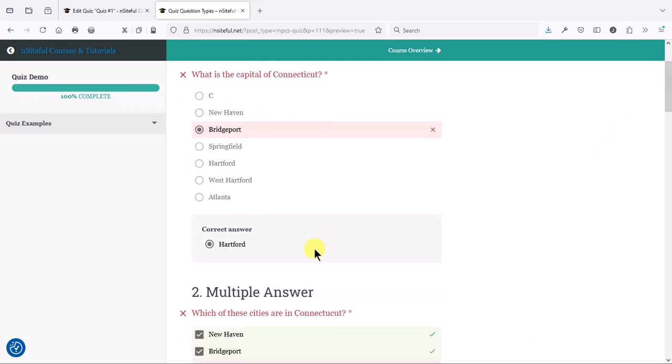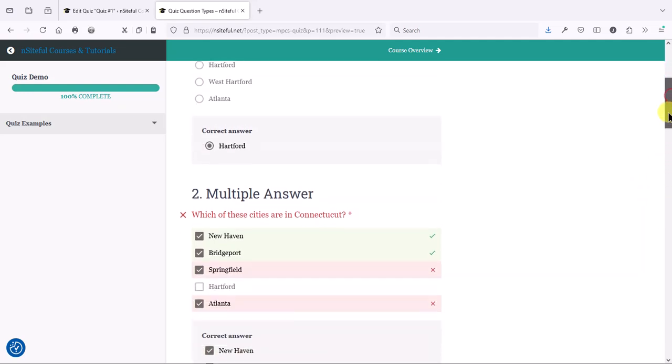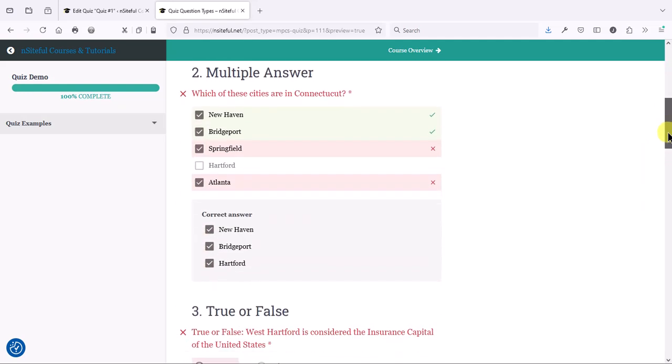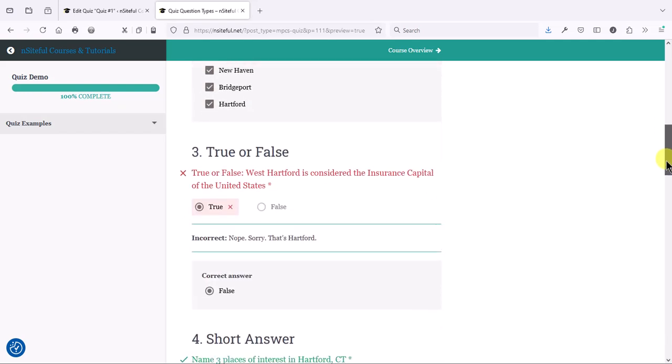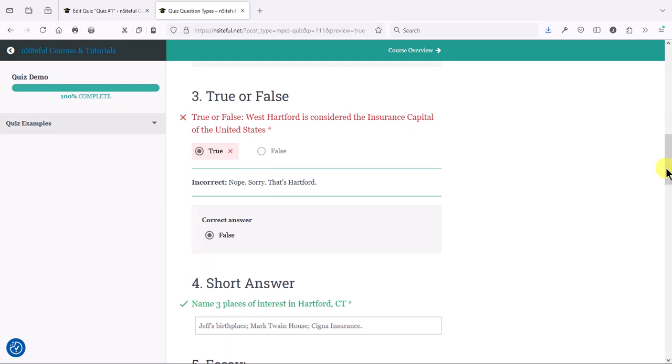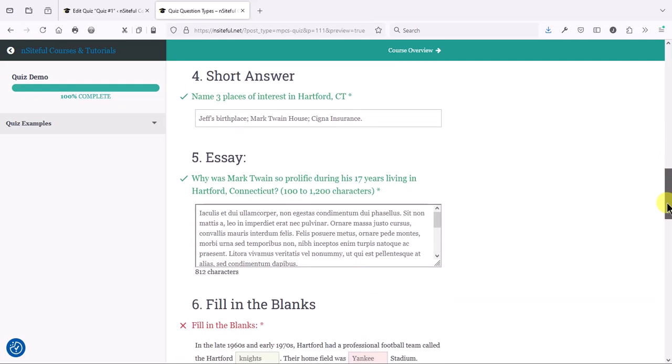Correct answer, Hartford, the capital. It's not Bridgeport. Multiple answer, which of the following cities are in Connecticut? Well, I got 2 right, but I left out Hartford. True or false? West Hartford's the insurance capital of the United States? Nope, that's Hartford.